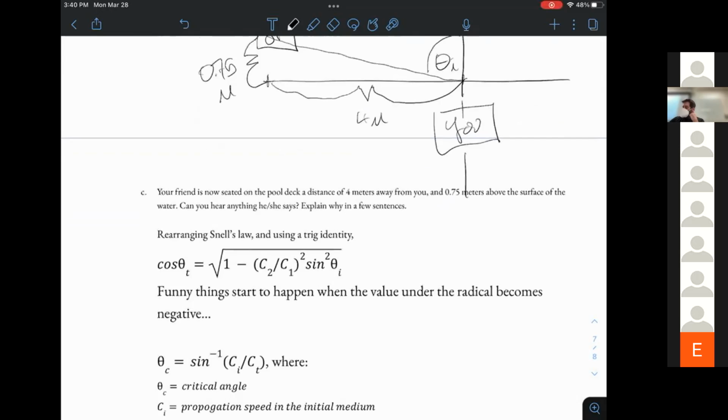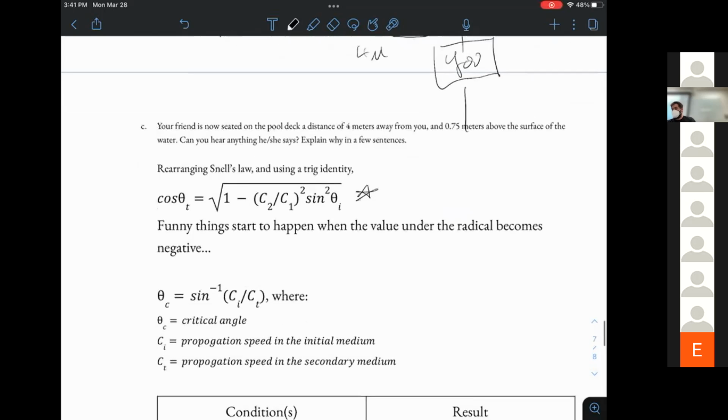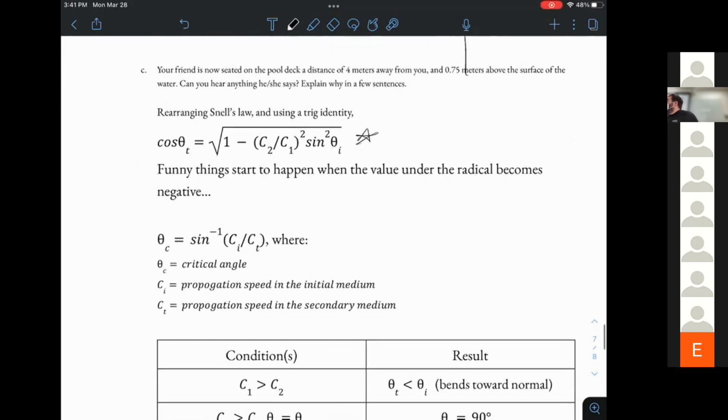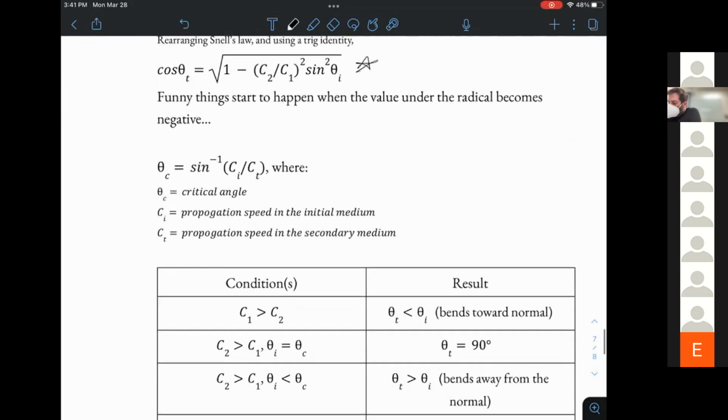So in class, the professor talked about rearranging Snell's law using a trig identity to get something that looks like this here. And we talked about how funny things happen if the value underneath the radical becomes negative, right? You get the square root of a negative number and things get strange. So the first thing you need to know is this thing called the critical angle, right? And the critical angle is defined thusly, okay?